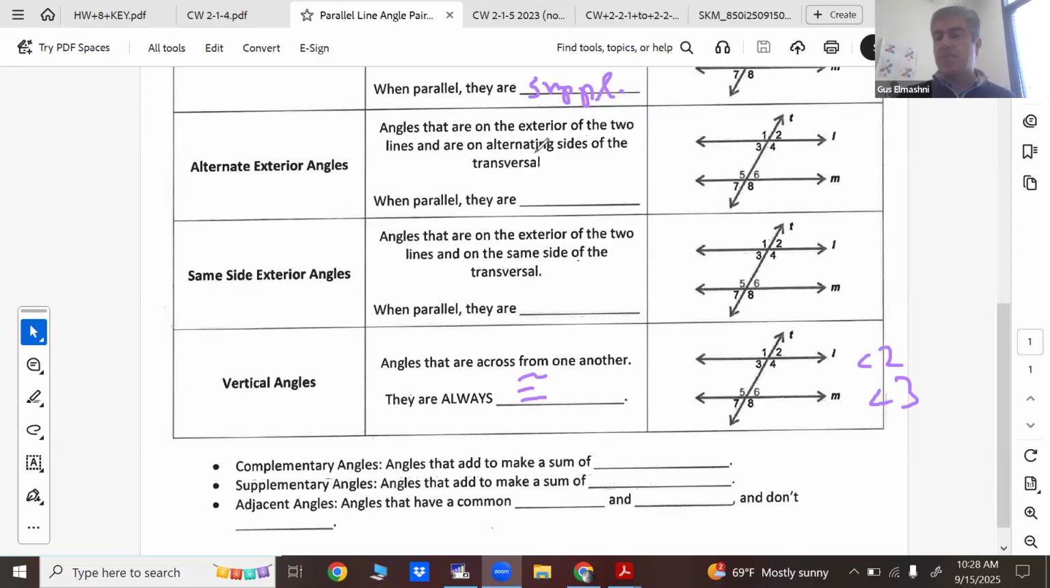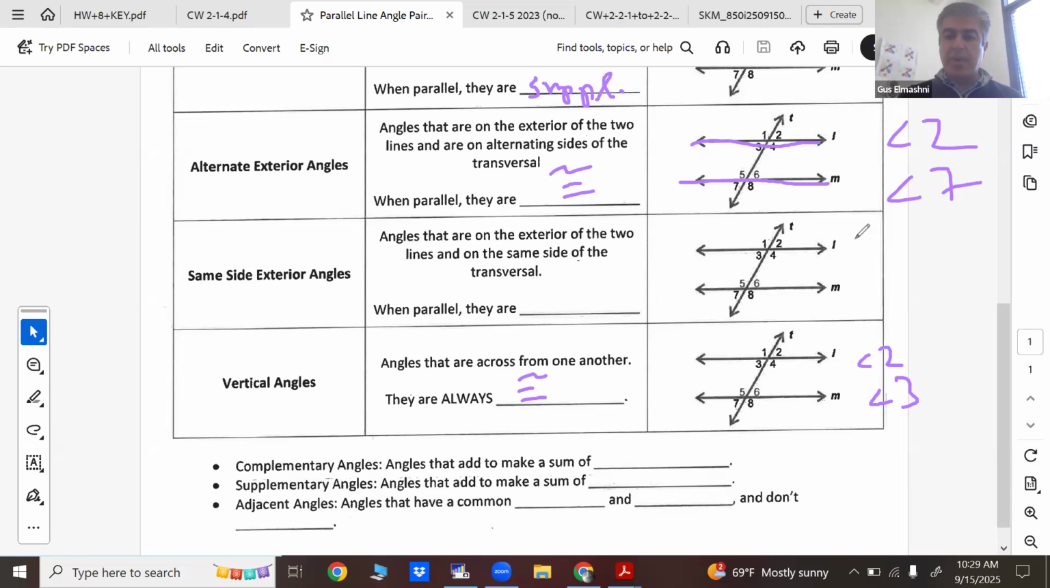Alternate exterior angles. I'm just faster this way. Alternate exterior angles like 2 and 7. Those are also congruent. So the alternates are outside. Think of it this way, it's kind of like a sandwich, right? You have the top bun, the bottom bun, but it's outside. 2 and 7 are outside, not inside the sandwich. So that's why it's exterior.